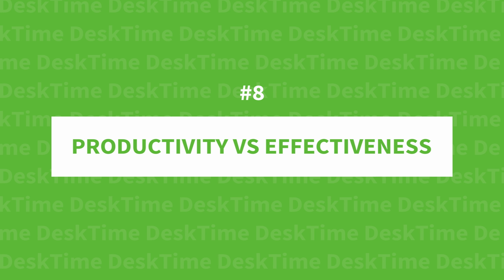8. The difference between productivity and effectiveness. Productivity and effectiveness are two different metrics that are calculated on DeskTime. Often, people don't know the difference. So, for once and for all, the difference is that productivity refers to your computer use, while effectiveness refers to how much you get done during work hours.